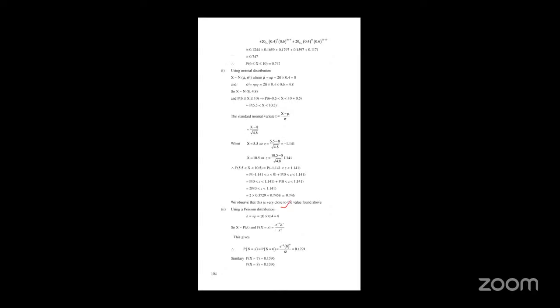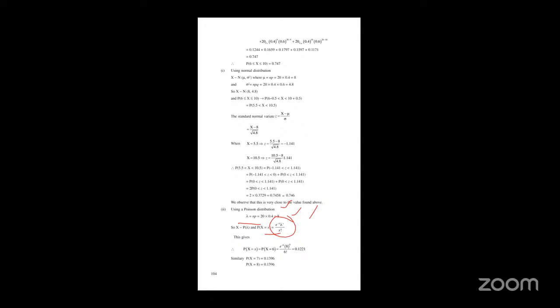So next, coming to the other thing, they asked us to do the Poisson distribution. Poisson distribution means we need to take lambda is equal to np. So np means 20 into 0.5, which is equal to 8. We know the formula of the Poisson distribution is e power minus lambda, lambda power x by x factorial.